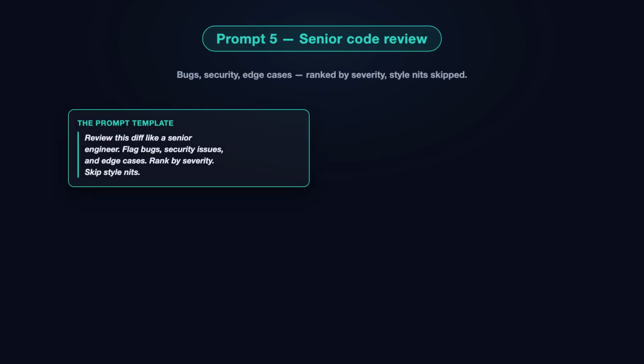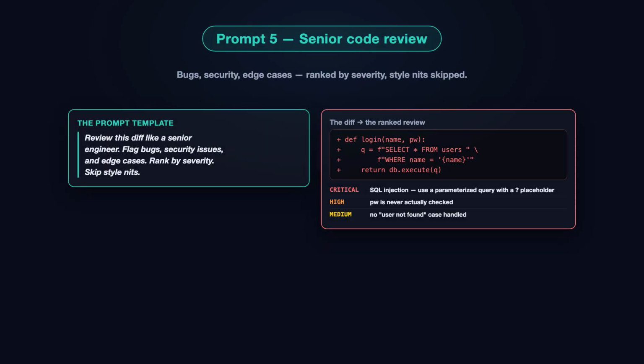Prompt 5, Code Review. Ask a model to review code and it'll drown you in style nitpicks while missing the actual bug. Point it at what matters. Review this diff like a senior engineer. Flag bugs, security issues, and edge cases. Rank by severity. Skip style nits.